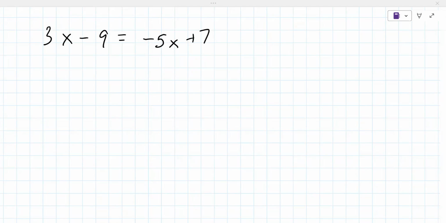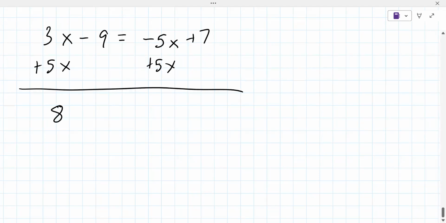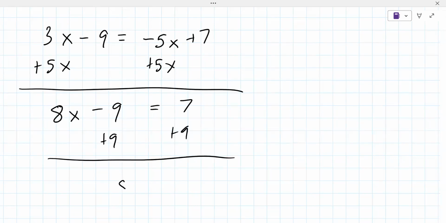Let's take a look here. Did you add 5x to both sides? Yes. Okay, so you have 8x minus 9 equals 7. Adding 9 to both sides, 8x equals 16, divide by 8. x equals 2. Very good. All right, so let's try a little bit of a more difficult one.